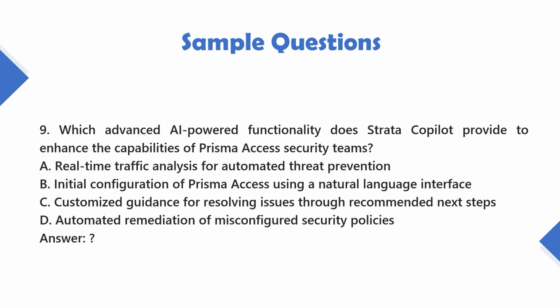9. Which advanced AI-powered functionality does Strata Copilot provide to enhance the capabilities of Prisma Access security teams? A. Real-time traffic analysis for automated threat prevention. B. Initial configuration of Prisma Access using a natural language interface. C. Customized guidance for resolving issues through recommended next steps. D. Automated remediation of misconfigured security policies.